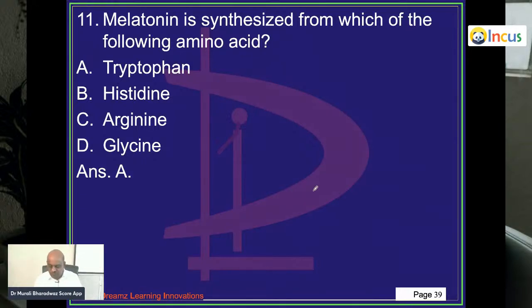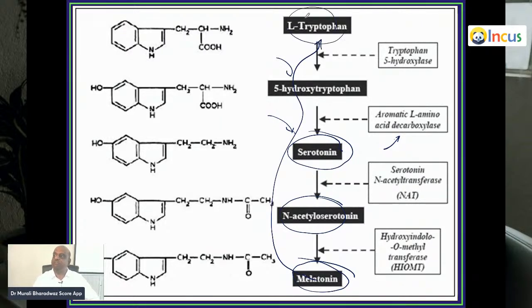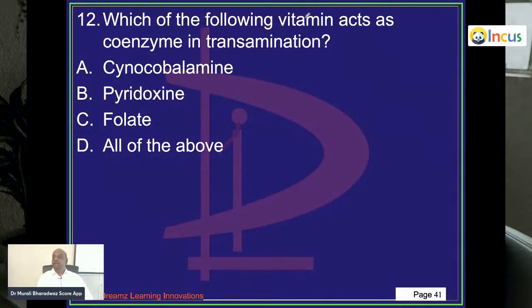Melatonin is synthesized from which amino acid, doctor? Tryptophan. So you should know this cycle very clearly. Tryptophan becomes 5-hydroxytryptophan. Then that is decarboxylated; it loses a carbon dioxide and becomes serotonin. From the serotonin, acetylation gives N-acetylserotonin. That becomes melatonin. So who is the great-grandpa of serotonin? Tryptophan is the great-grandpa.